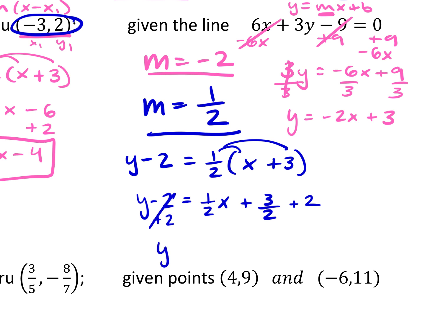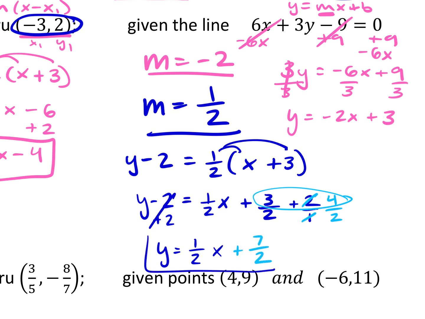What do we do when we're adding with a fraction and a whole number? What do we need? A common denominator. So I could make this 2 over 1, and then to give it a common denominator, I'm going to multiply the top and the bottom by 2, so it'd be 4 over 2. Then we can just add the numerators together. We get 7 over 2. So this would be our answer for perpendicular.